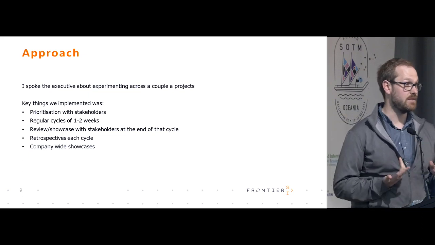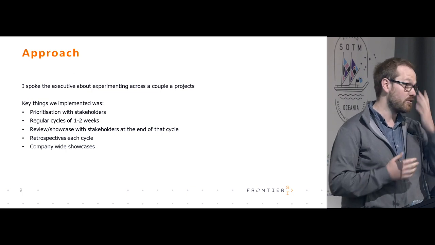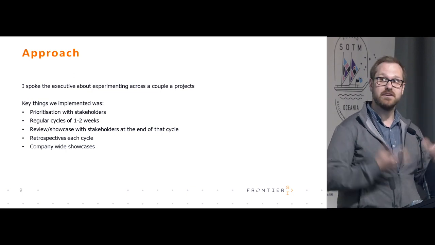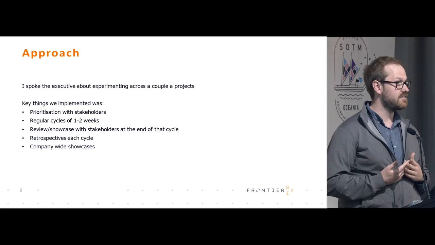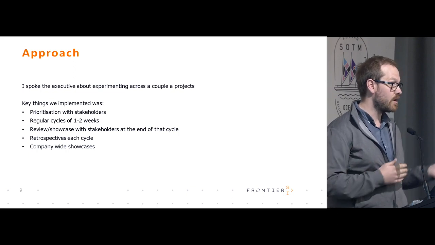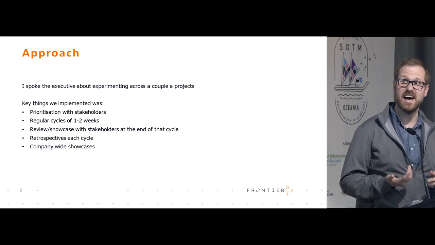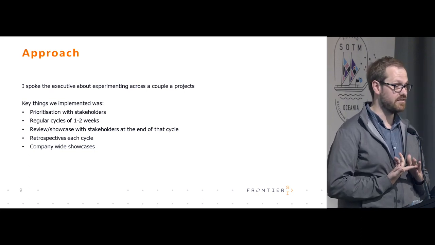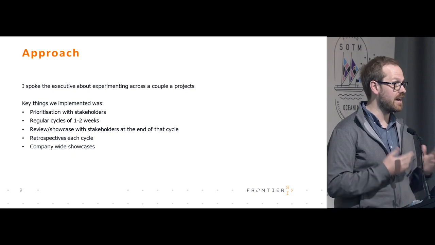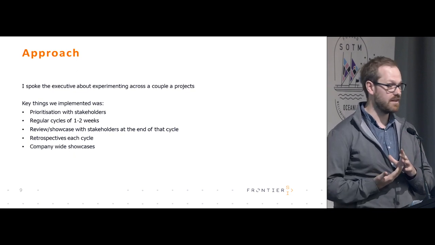The key things that we implemented was prioritization with stakeholders at the front of the project and then iteratively throughout the project. Regular cycles, which can be 1 week, can be 4 weeks, it depends on the project. Then each of those cycles have reviews and showcases with those stakeholders to see how it's going, get feedback, and plan for the next iteration based on that feedback.